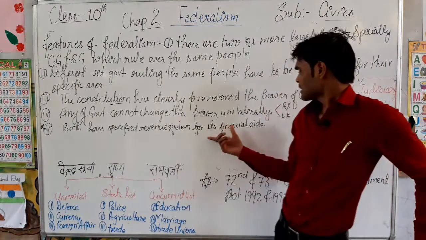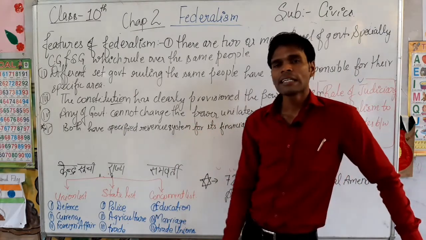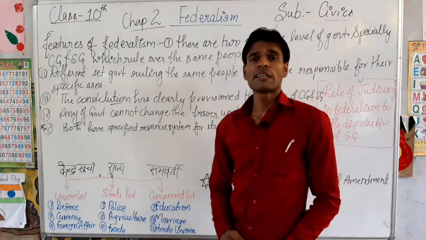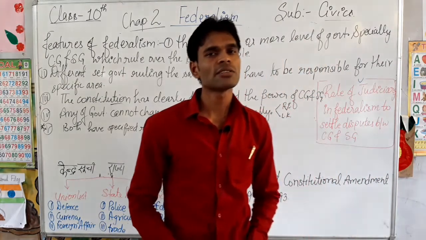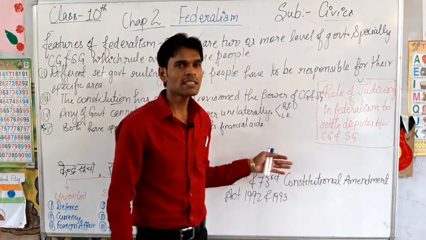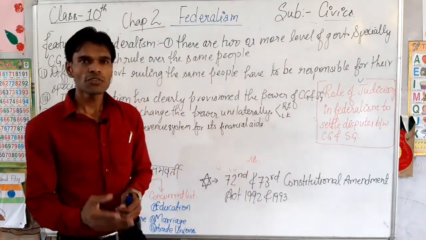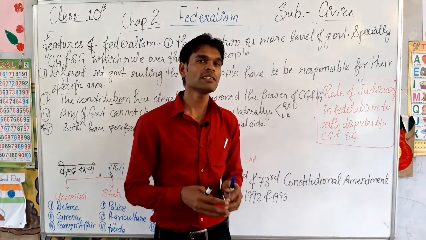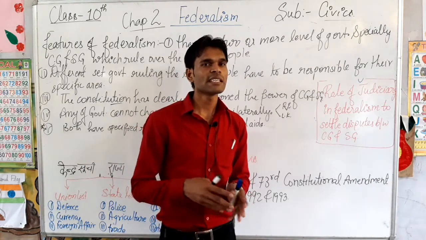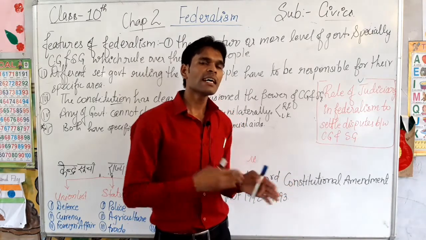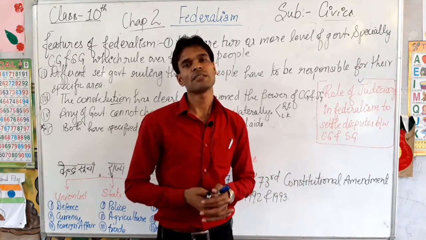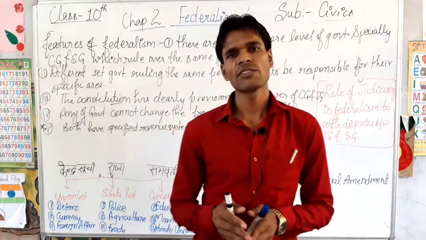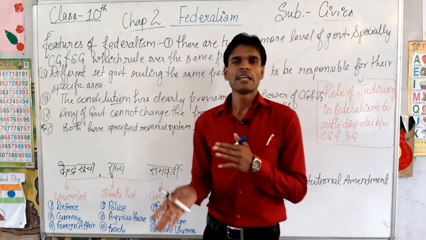Okay, the next point says that both governments have specific revenue for their financial aid, because all governments will require money. Everyone needs money to do their work. And where will the money come from? From where will they get the financial aid? So for this purpose the revenue system is clearly specified: what the taxation policy of the different states will be for their financial aid, and what the taxation policy of the central government will be. But nowadays all the revenue system has been confined into the GST.